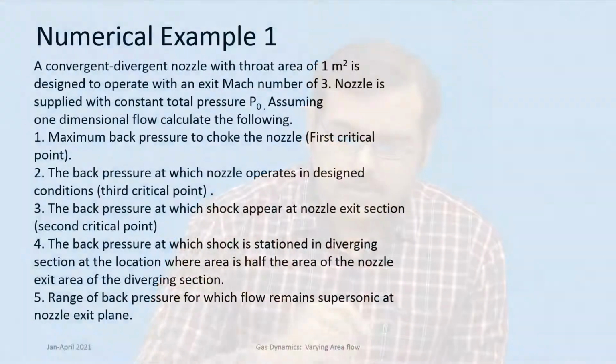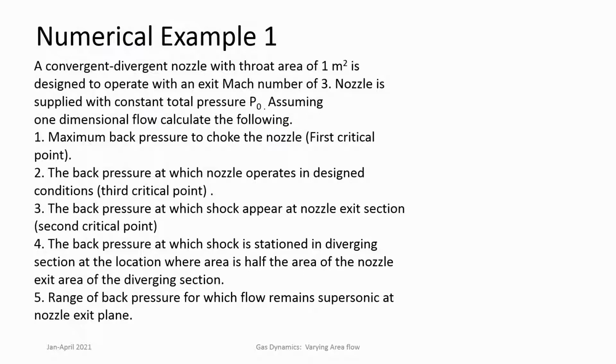The principles are similar. So the numerical example is a convergent divergent nozzle with throat area of 1 meter square, designed to operate with an exit Mach number of 3. Nozzle is supplied with constant total pressure. So supply pressure P naught, the total pressure, is constant.